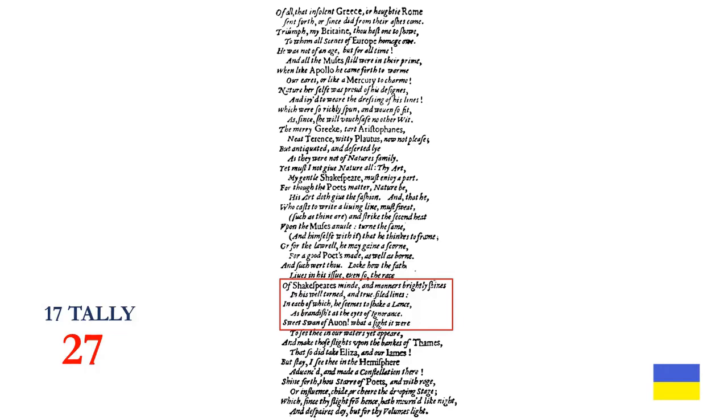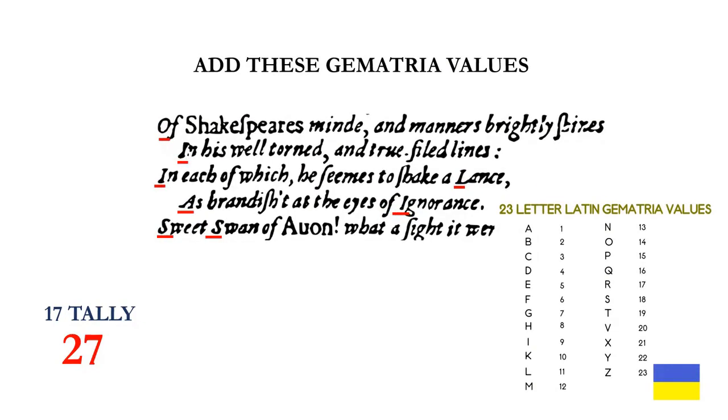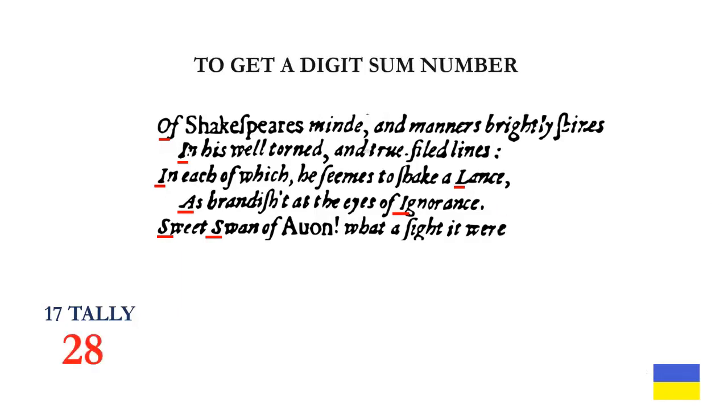Now we get a little momentary diversion again. If we add the gematria values of the lines from Of Shakespeare's Mind to Avon, that is all of the italic gematria values, we get a number. It's hidden somewhere on the slide, but I'll show it to you later.